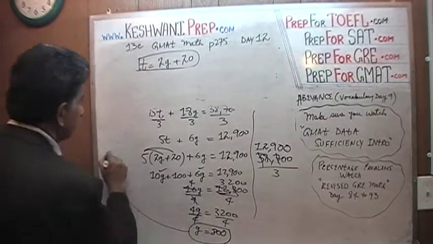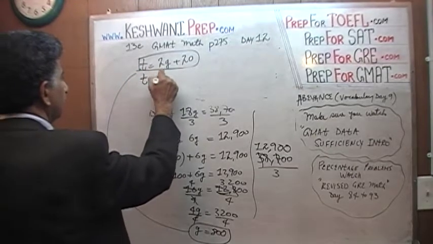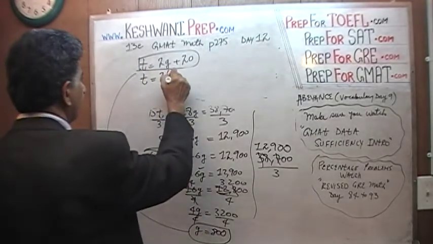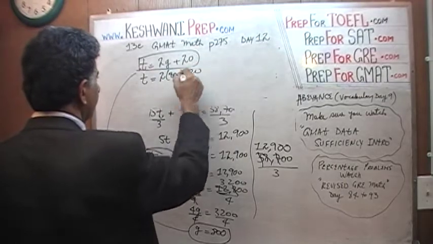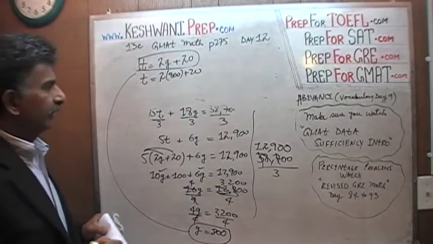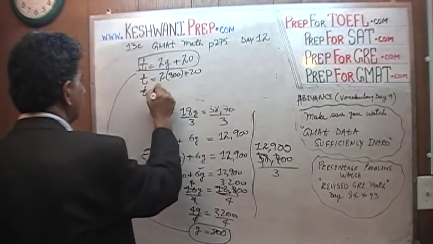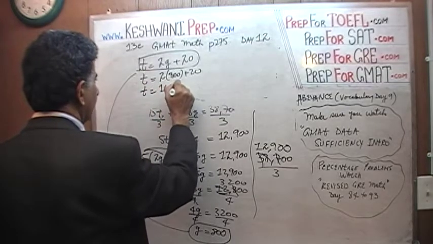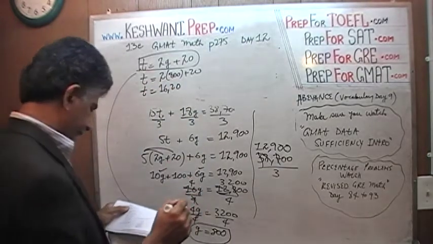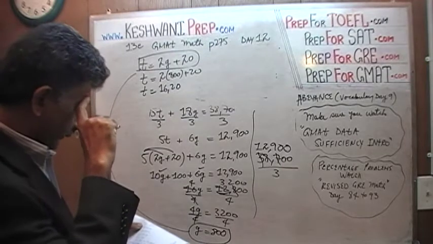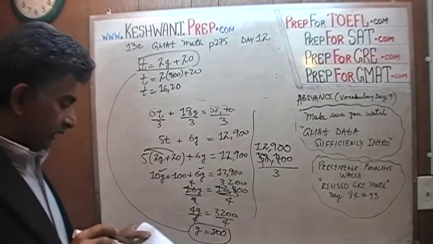So we continue here, substitute in here. T equals 2 times g, which is 800, plus 20. 2 times 800 is 1600, 1620. So t equals 1620. T equals 1620. How much money does he get for tangerine?